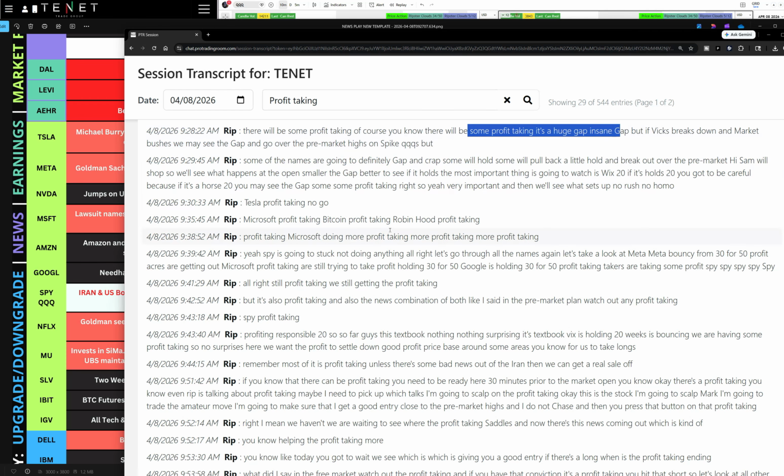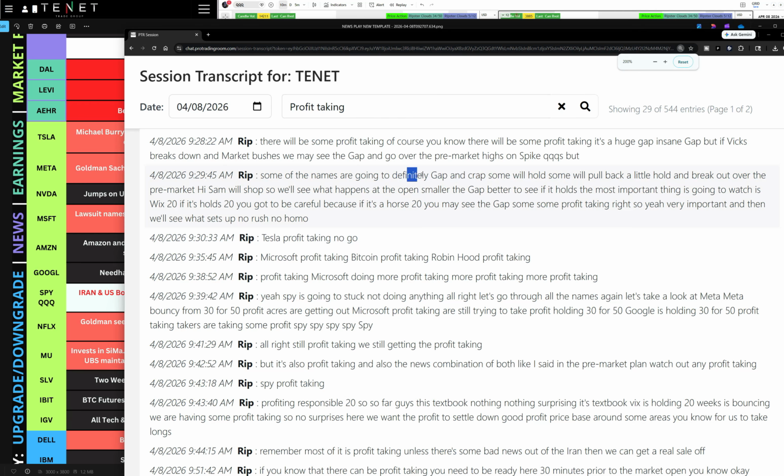But VIX never broke down, and we got those profit takes, right? So I told the traders some stocks are definitely going to gap and crap, and some will pull back. So if something gaps and crap, we short it. We buy the puts, we short shares or we take the leverage. We try to make money when there's the profit taking, right?